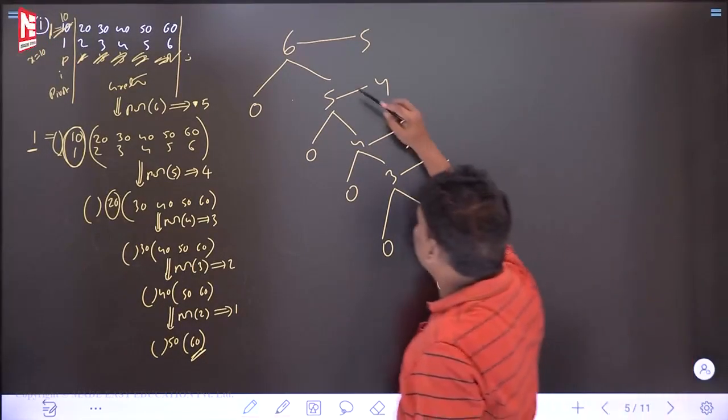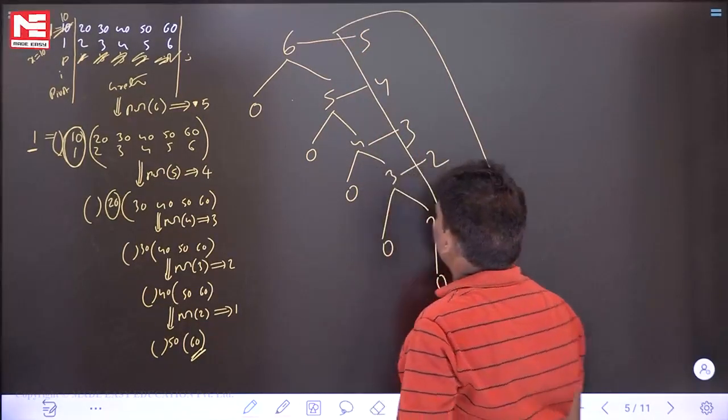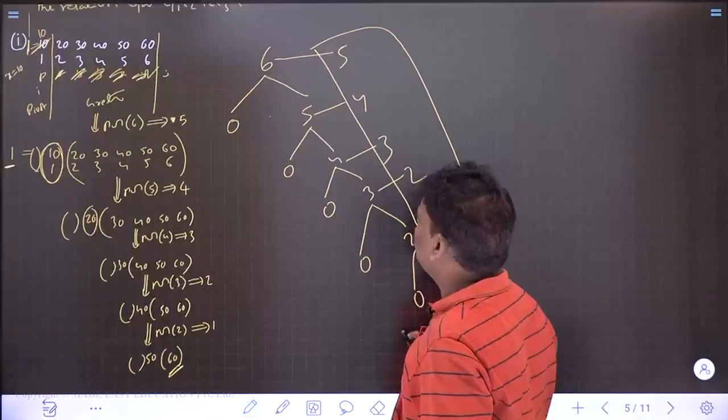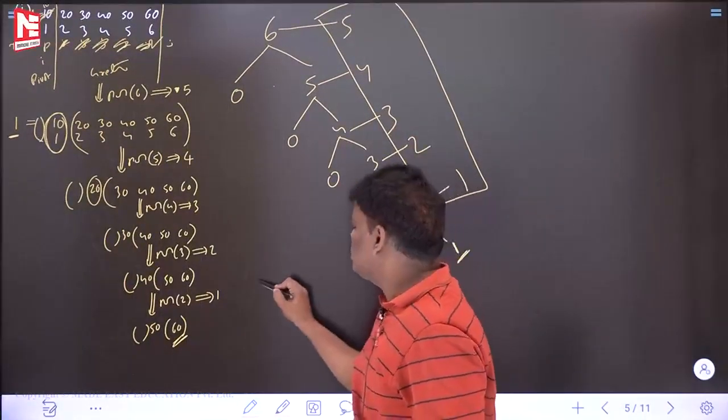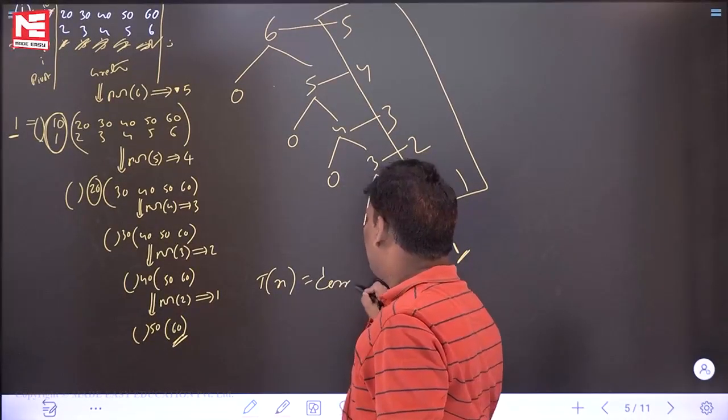If you add all of them for 6 elements, what is the answer? Sum of 5 natural numbers. Right? 6 elements, sum of 5 natural numbers. If I want to write the recurrence relation for comparisons like this one, see this one, assume that T(n) is the number of comparisons.